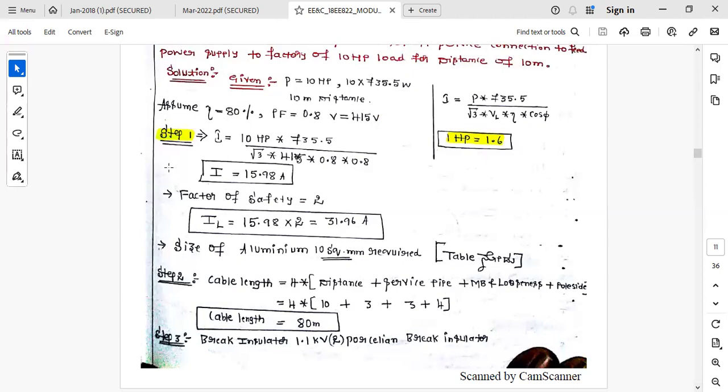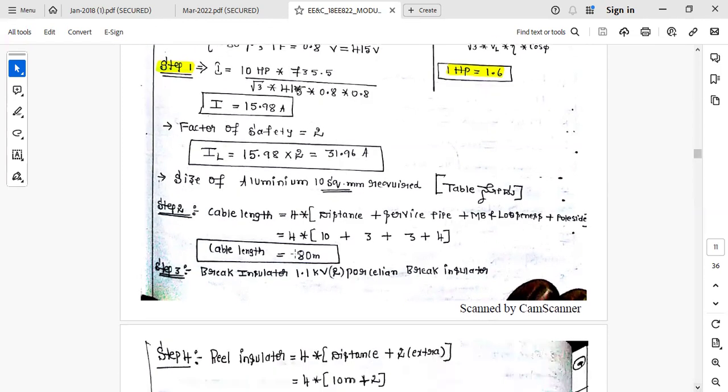The size of the aluminum conductor is here. I'm going to consider 10 square mm. We already took down the table and I already informed you how to check the table. Okay, here the current comes under this range, 32 ampere. That is nothing but a 10 square mm conductor. We need to select it. I already selected the 10 square mm conductor.